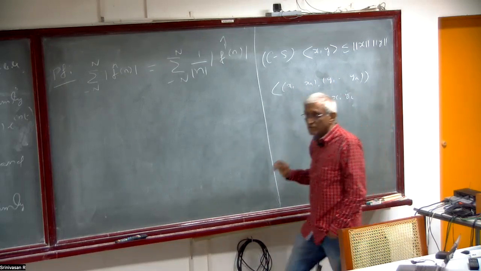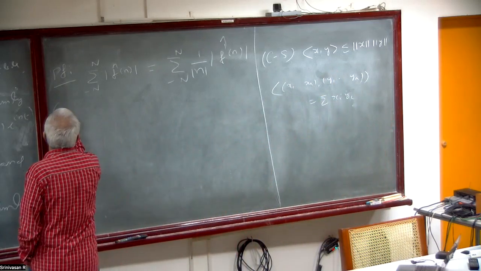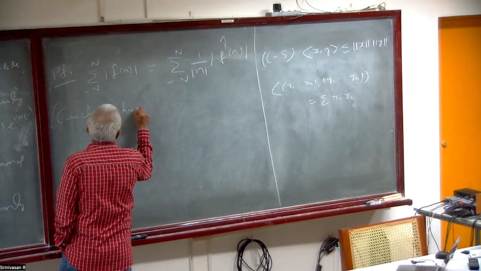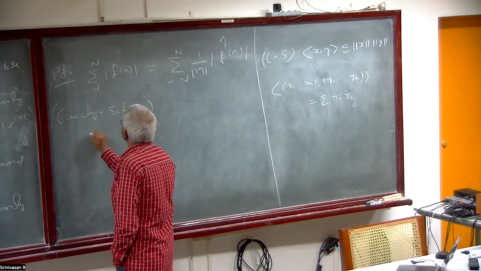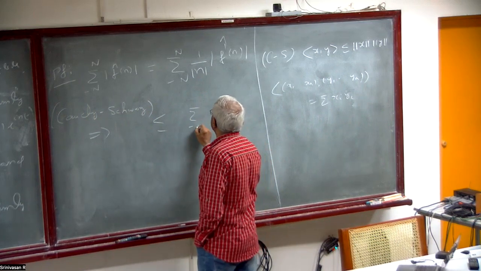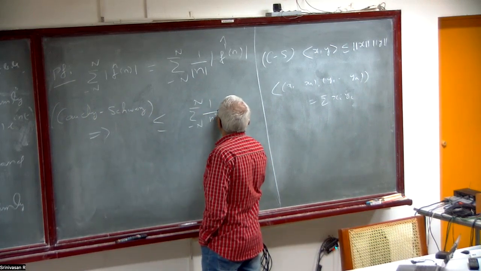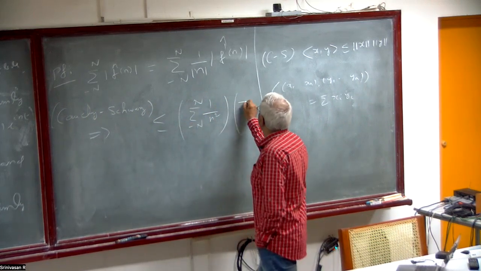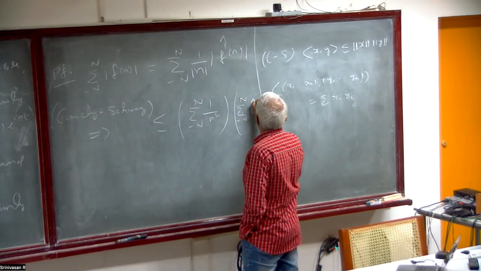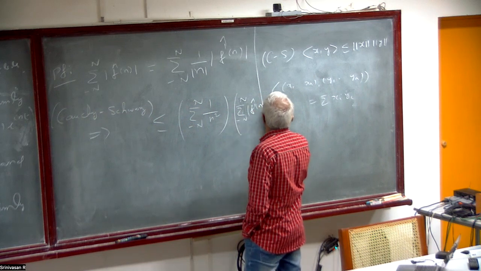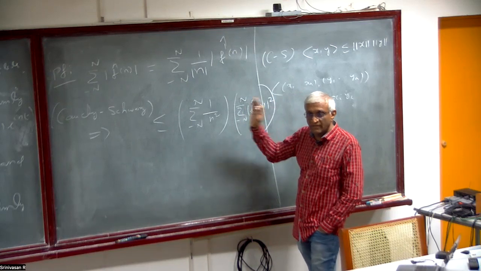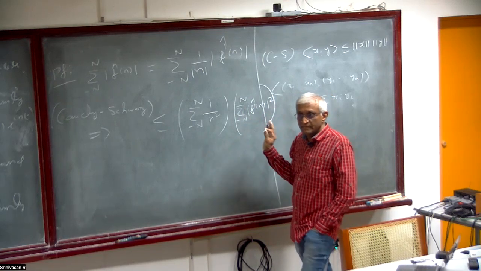If you apply that Cauchy-Schwarz here, Cauchy-Schwarz implies this is less than or equal to the summation over minus N to N of 1 by n square, times the summation over minus N to N of mod f prime hat n, mod square. Okay, I'm just using the Cauchy-Schwarz in R^n.